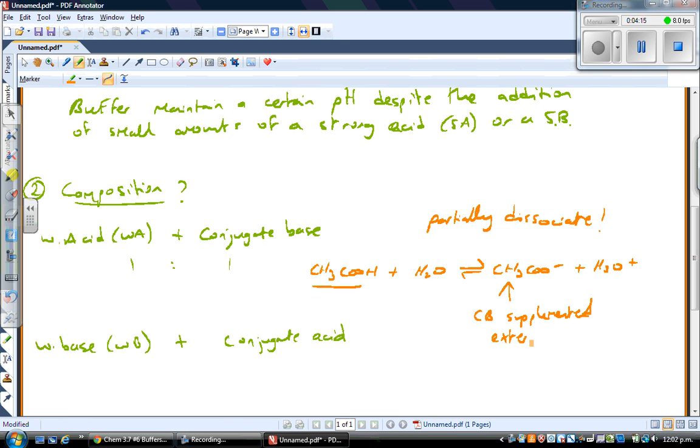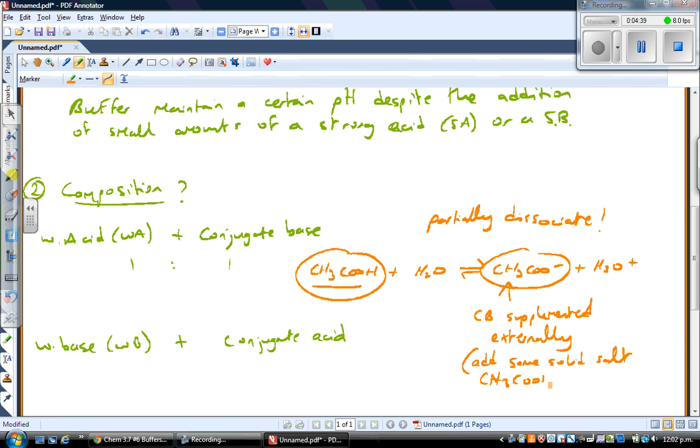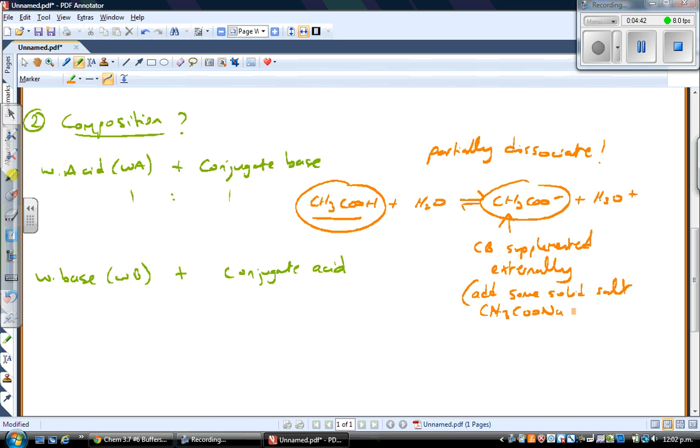So what I mean here is, in order to make this an effective buffering system so that you have equal amounts of the weak acid and its conjugate base, you must externally top up the levels of the conjugate base. And that can be done by adding some solid salt. So the salt of ethanoate would be sodium ethanoate, CH3COONa, either in a solid form or as a solution. And that's how you make sure that you have equal amounts of the weak acid and its conjugate base.